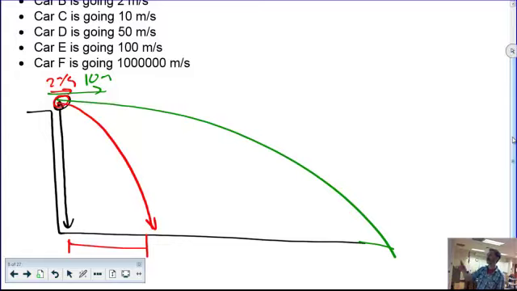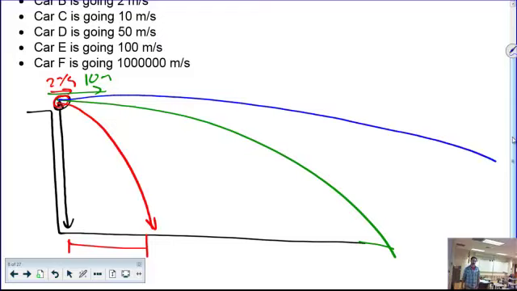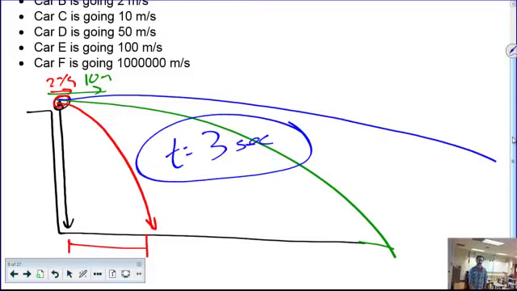Car D is going to land 150 meters away, so it's going to go 1, 2, 3 and land way over here off of the board. But all of these cars are going to hit the ground at the same time, 3 seconds. The rate at which they fall is not affected by how fast they're moving. Even this one that's going 1,000,000 meters a second will still hit the ground in the same amount of time if you ignore the curvature of the Earth, which is a separate issue.